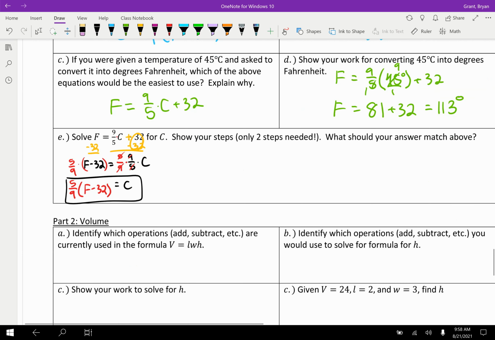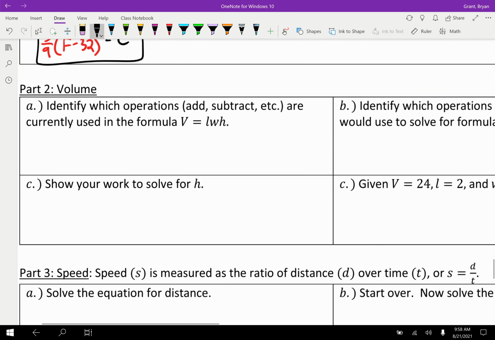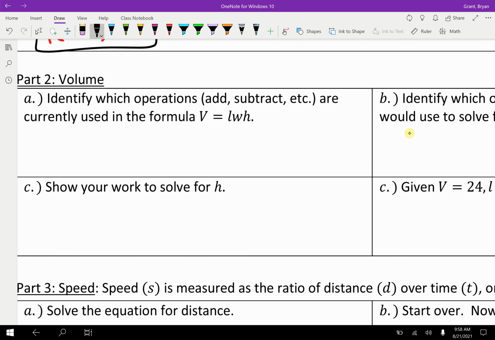All right, let's finish off these last 2 problems and go a little quicker today. Identify which operations are currently used in the formula V equals LWH. Now, we've probably seen this formula before. This is the formula for volume of a cube, or maybe volume of, we'd probably call it a rectangular prism, right? It's essentially a cube with different length sides. Volume equals the length times the width times the height.